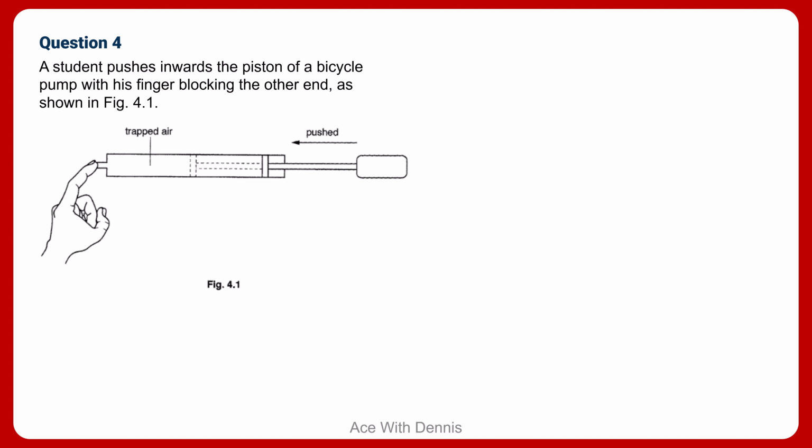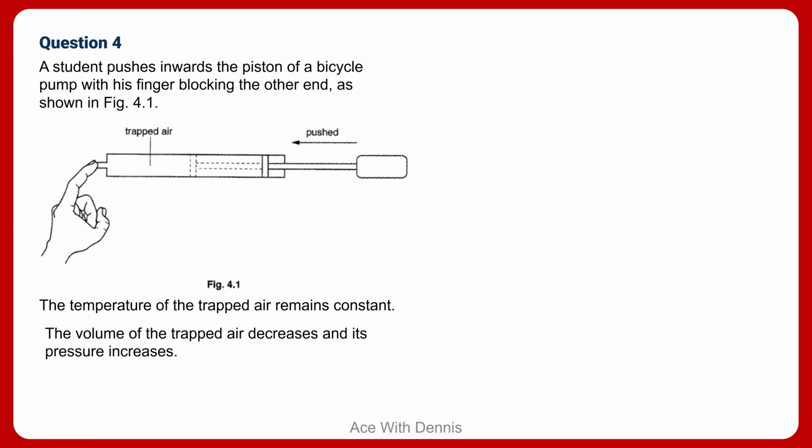Question 4. A student pushes inwards the piston of a bicycle pump with his finger blocking the other end, as shown in figure 4.1. The temperature of the trapped air remains constant. The volume of the trapped air decreases and its pressure increases. A. Use the ideas about molecules. Explain why the pressure increases.